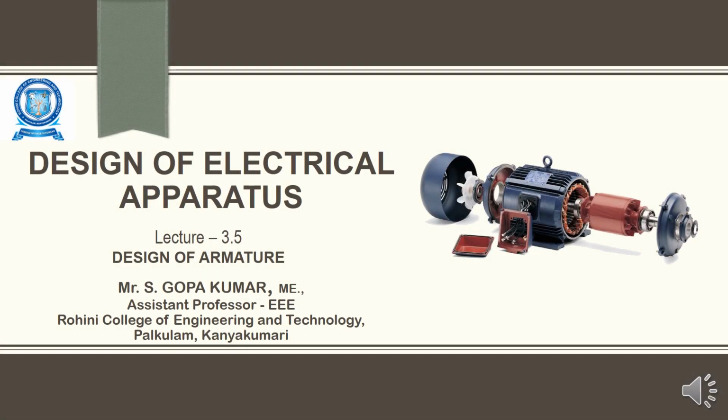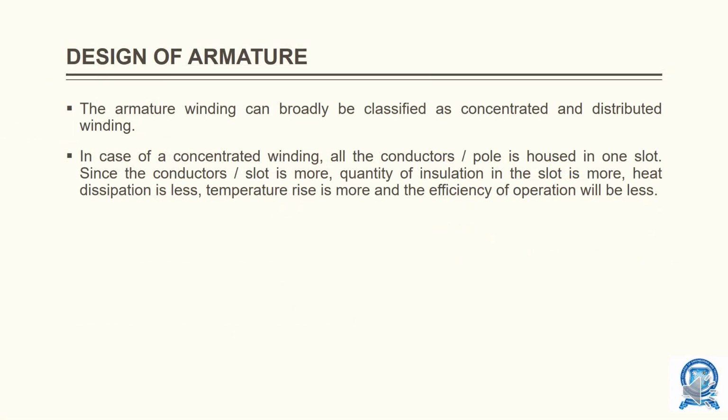Welcome you all. In this session, we are going to discuss in detail about the design of armature in DC machine. So, the armature of DC machine consists of core and winding. The armature core is cylindrical in shape with slots on the outer periphery of the armature. The core is formed with circular laminations of thickness 0.5 mm. The winding is placed on the slots in the armature core.